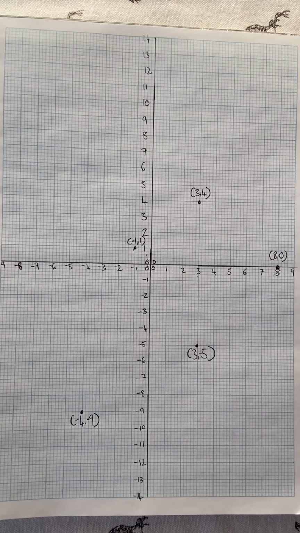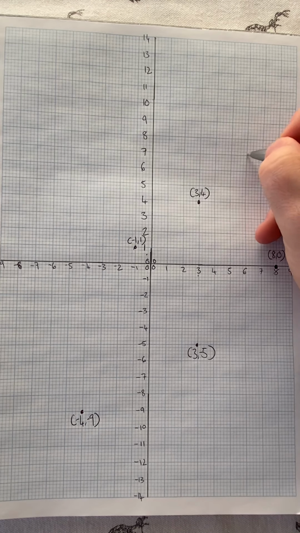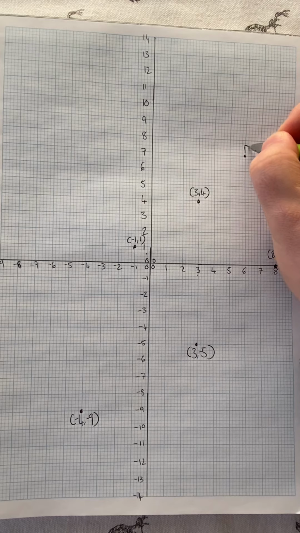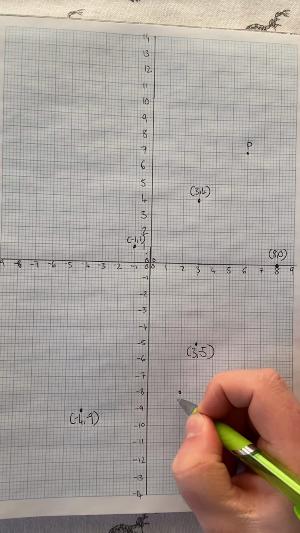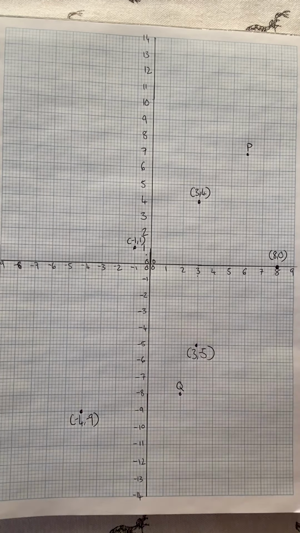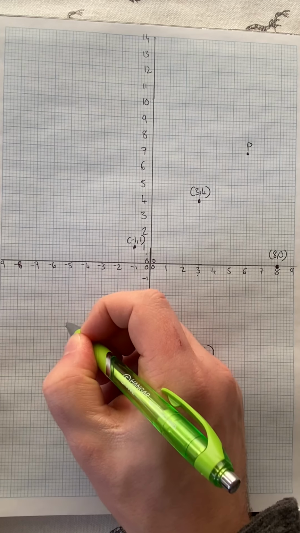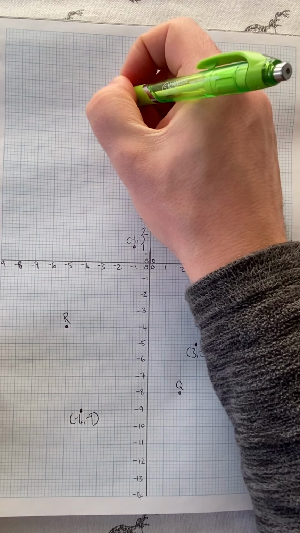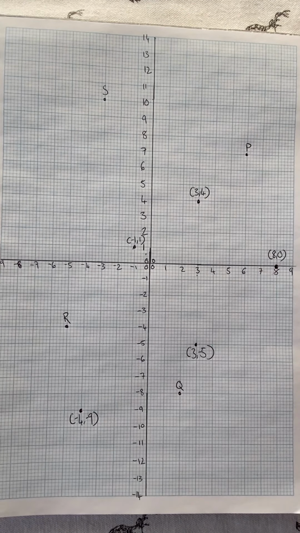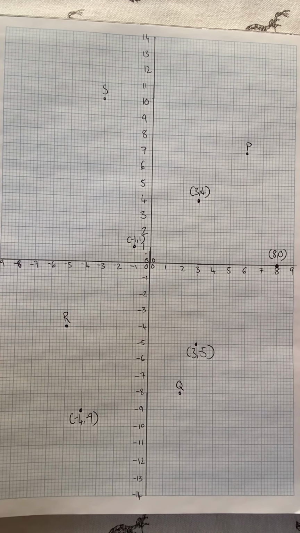Now the other half of this is about finding the coordinates of a point already given to you. So what I'm going to do, I'm going to put point P there. I'm going to put Q here. I'm going to put R over here, and I'm going to put S over here. Now really it doesn't matter which way around we deal with this, but I'm going to deal with P, Q, R and S. I'm going to deal with them in alphabetical order.